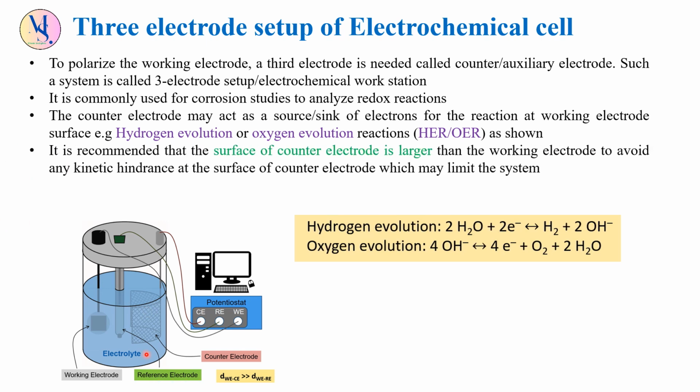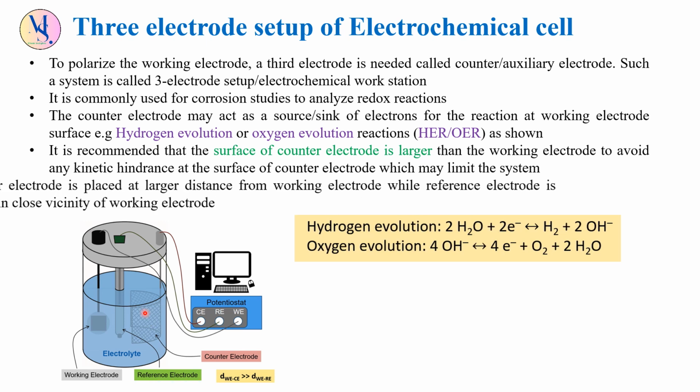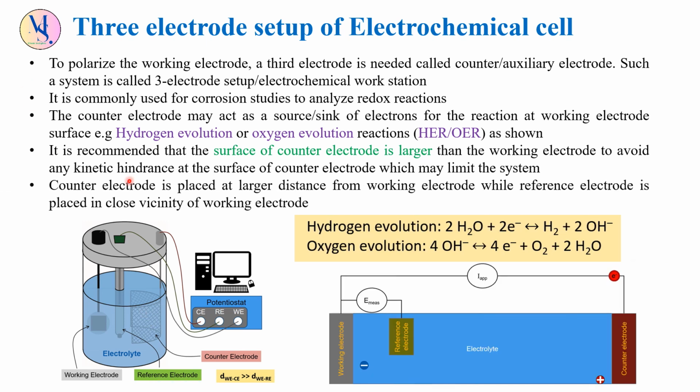It is highly recommended that the surface of counter electrode is much greater than that of working electrode in order to avoid any inconvenience of kinetic hindrance at the surface of counter electrode, which may ultimately limit the system. Finally, the counter electrode is placed at greater distance from that of working electrode, while the reference electrode is placed closer to the working electrode in the electrochemical workstation.